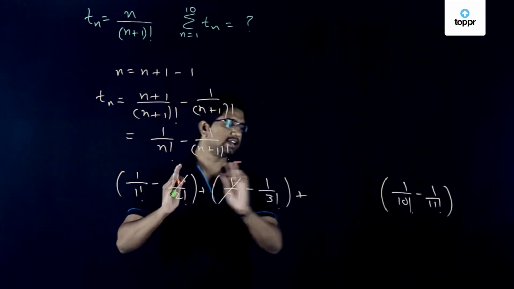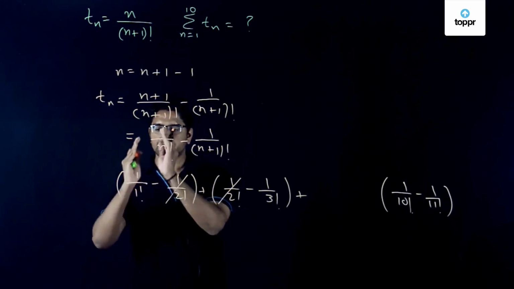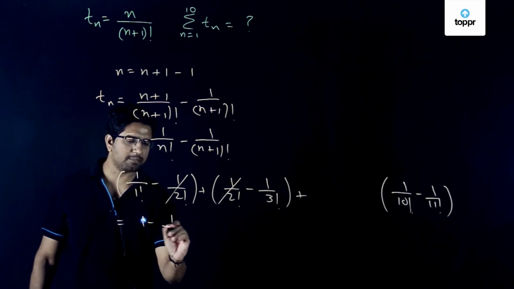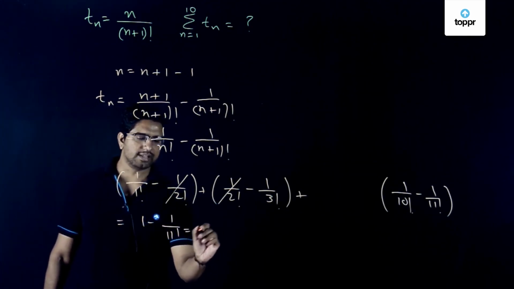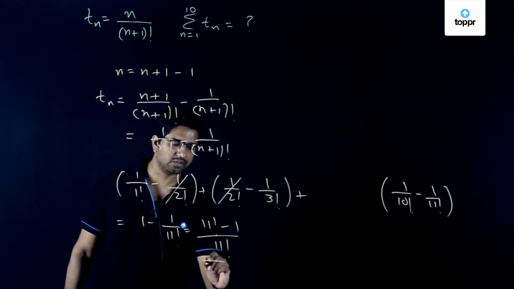So if you do it carefully, we will see that the only terms which will remain are the first term and the last term, and you will end up with 1 minus 1 by 11 factorial, which is equal to (11 factorial minus 1) divided by 11 factorial, which is the right answer.